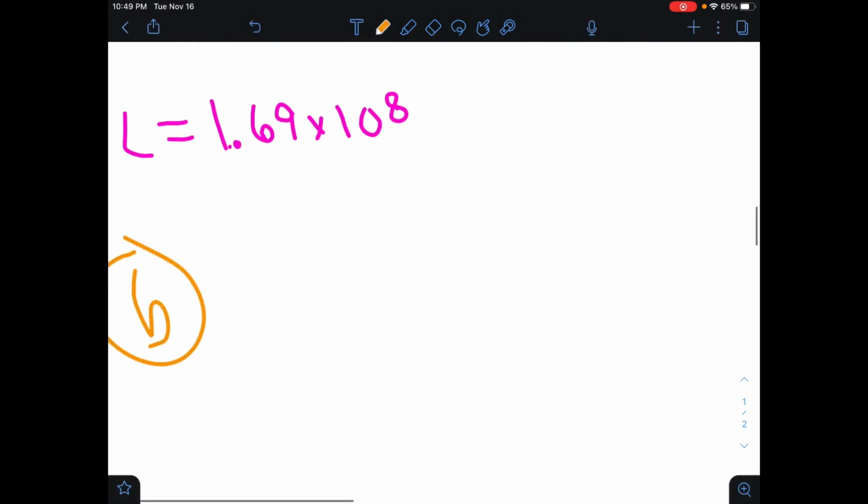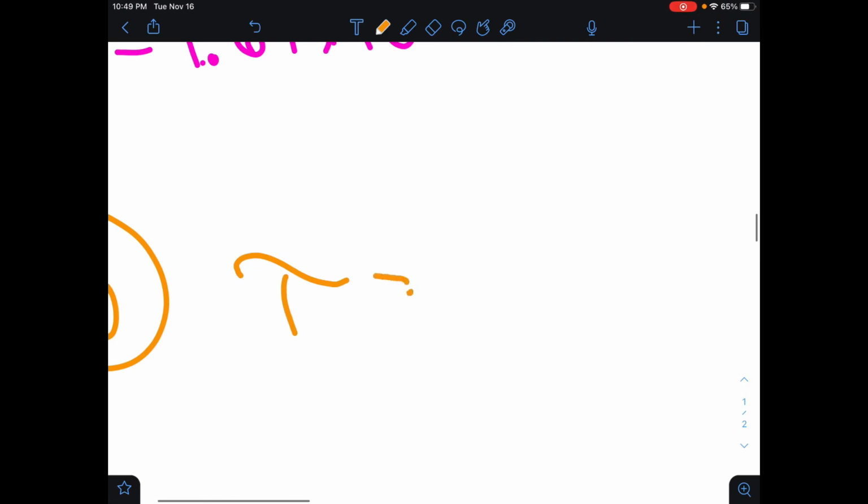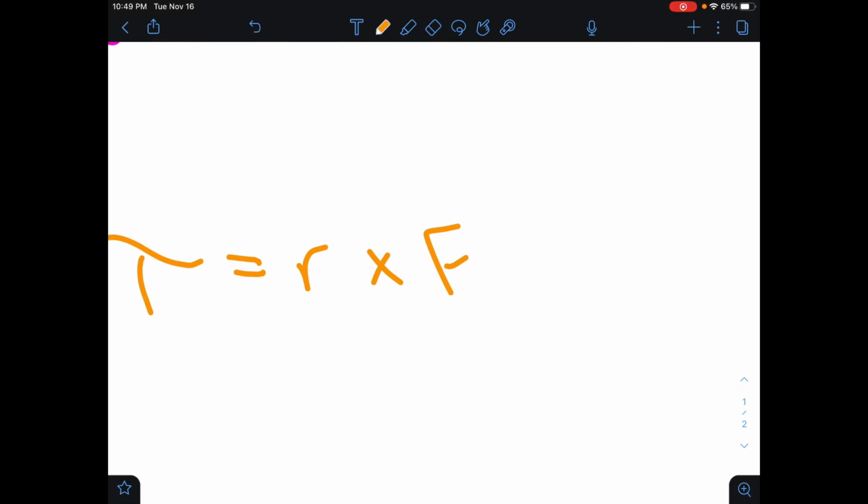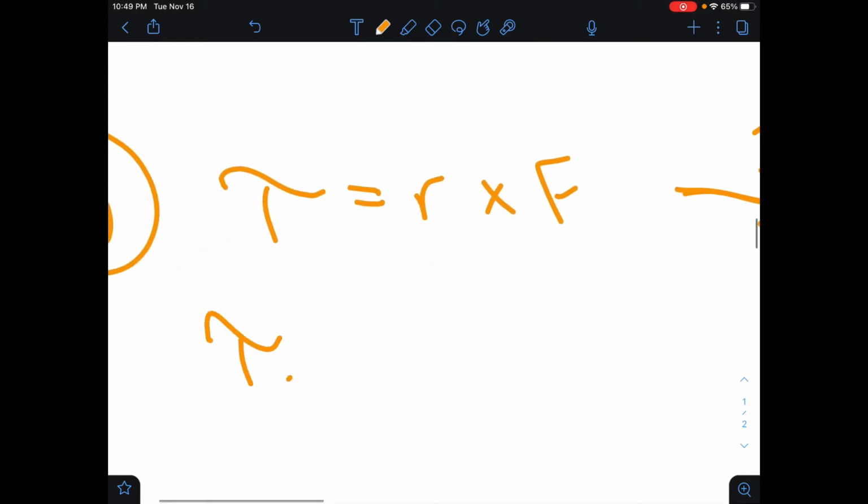Okay. Torque is equal to R cross F, right? Since there's only one unit each, we're only going this way. We're not going this way and this way. I hope that makes sense. Okay, so this can automatically, T total, go to R times F.